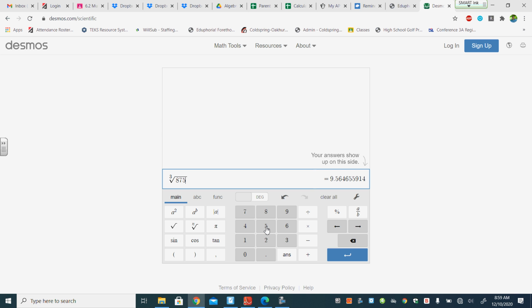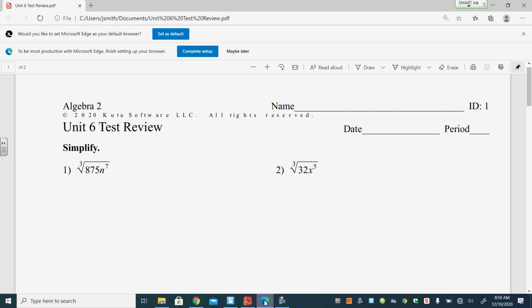So looking at 875, remember your perfect cubes. The main ones to know were 1 cubed equals 1, which we never really use. And then we have 2 cubed equals 8, 3 cubed equals 27, 4 cubed equals 64, and 5 cubed equals 125. So you want to take 875 and try to divide it by one of these.